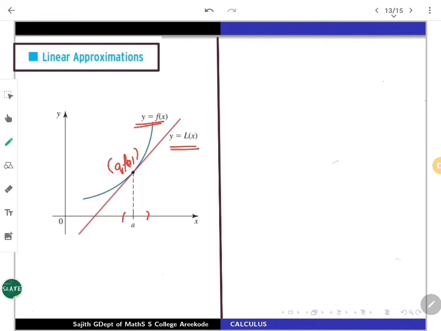If you are working near to a for a nice curve, you can approximate through the tangents. I mean, tangents means the line here. That is what we are keeping in our mind while talking about linear approximation. How these things are justifiable?